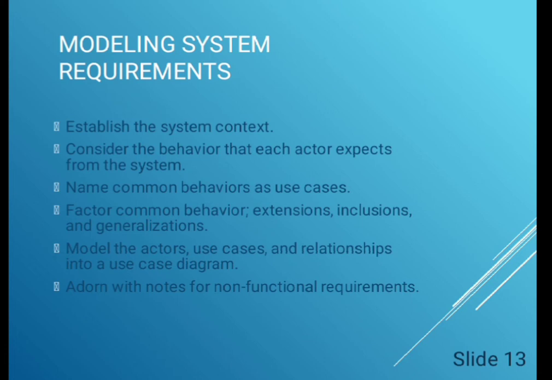Modeling system requirements includes establishing the system context, considering the behavior that each actor expects from the system, naming common behavior for the use cases, as well as common behavior like extension, inclusion, and generalization. There should be a model of actors, use cases, and relationships for the use case diagram.